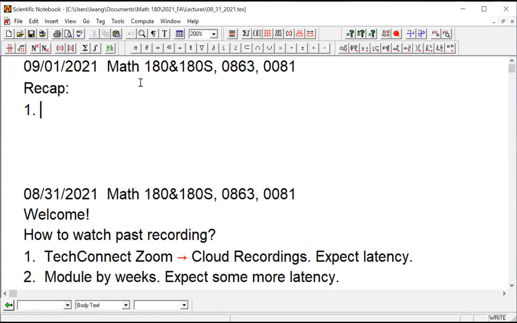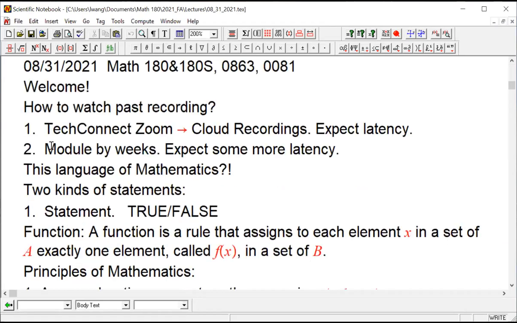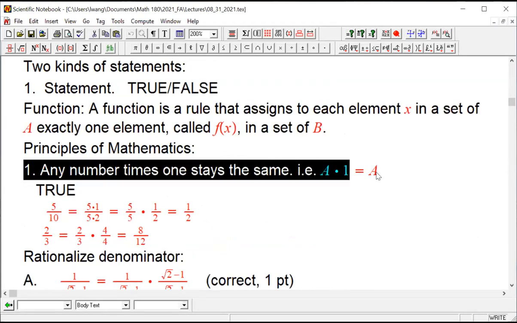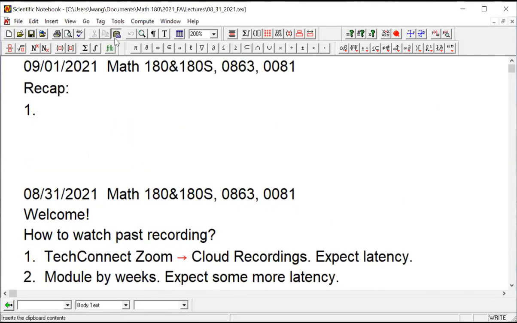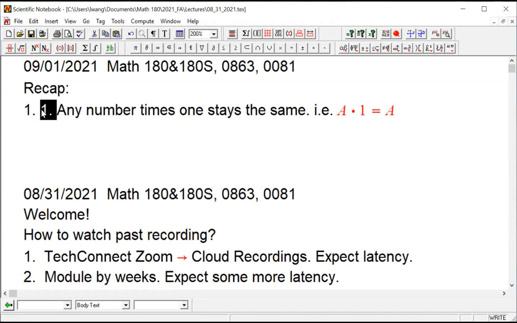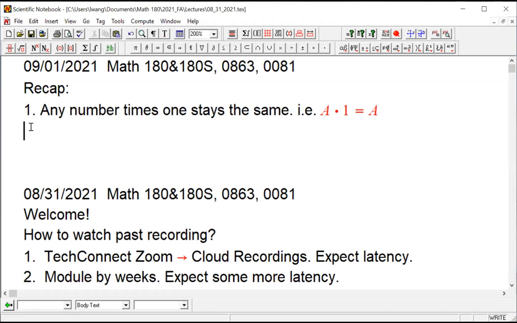So let's recap on what mathematical principles we have covered. The first one was any number times one stays the same. And we know that's a statement, and that is a true statement, right?